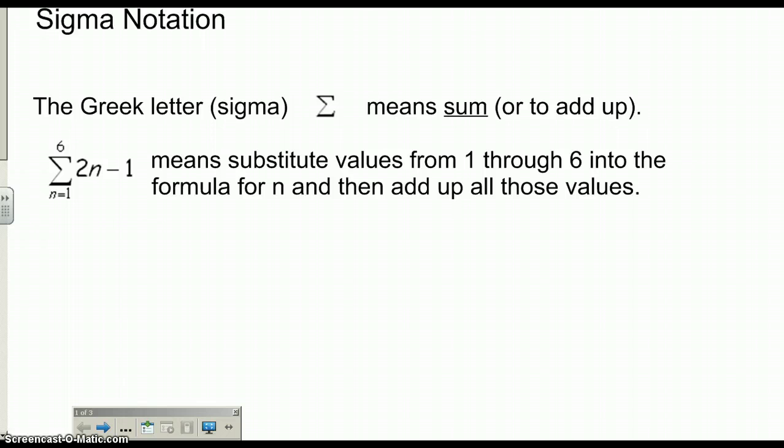Okay, the Greek letter sigma means sum, or to add up. So if you look at the sigma you have here, it means substitute values 1 through 6 into the formula for n, and then add up all those values. So n equals 1 is the first one you're supposed to plug in, and n equals 6 is the last one. And you're supposed to take those numbers and plug them in for n, and then add them all up. So the sigma notation says to take all those numbers from that sequence and then add them up.